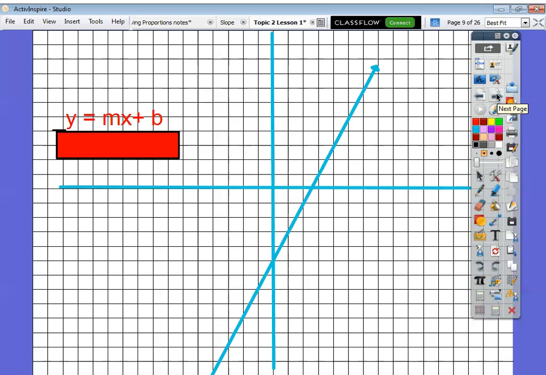Okay, so let's take a look. Let's do this problem right here. Okay, so this is the x-axis right here, and this is the y-axis right here.